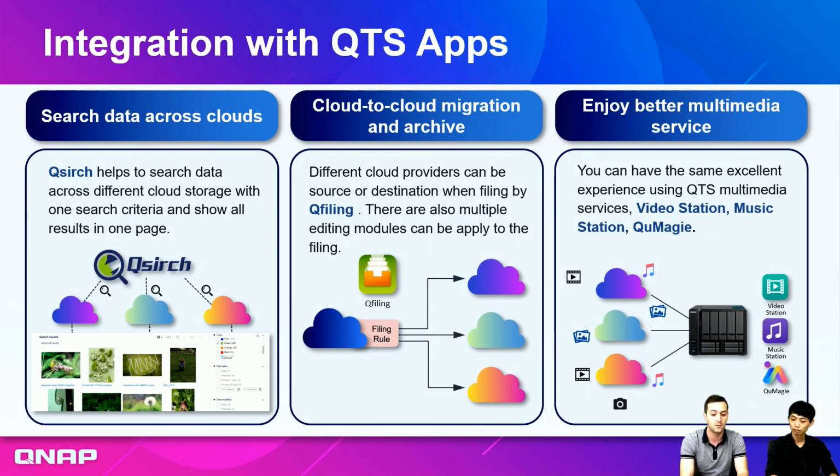We also have Q filing, which is the filing rule, which not only works from the QTS NAS to cloud, but can also be used from one cloud to another cloud, where we can arrange the data and set one cloud as the source and the other as the destination. We can use it, say, for image to PDF, compression, or any other advantage that Q filing has. If you want to know about Q filing, go to QNAP.com or check our other videos.